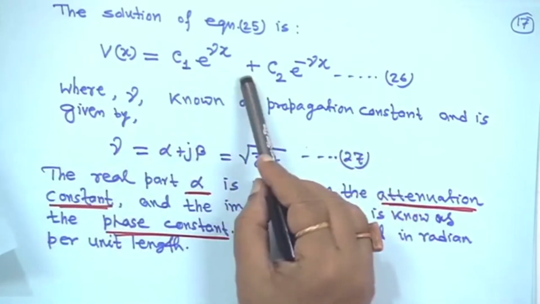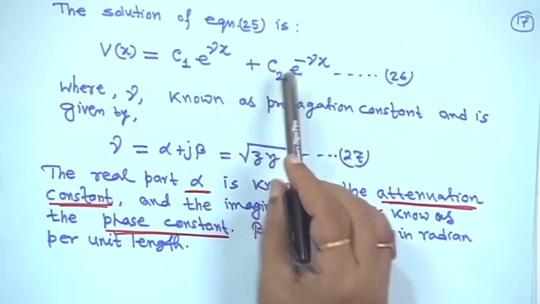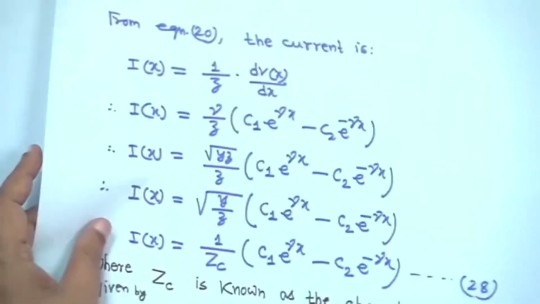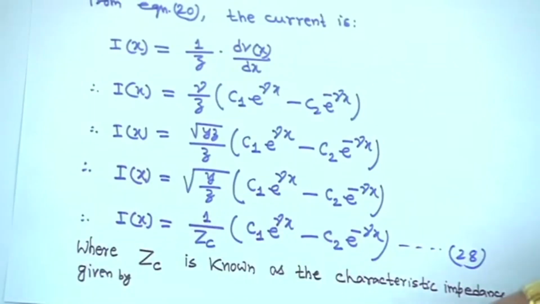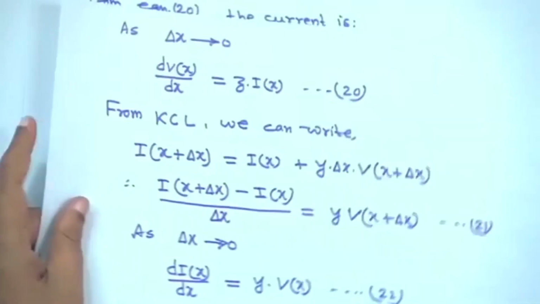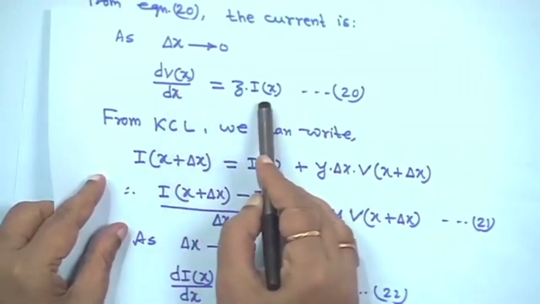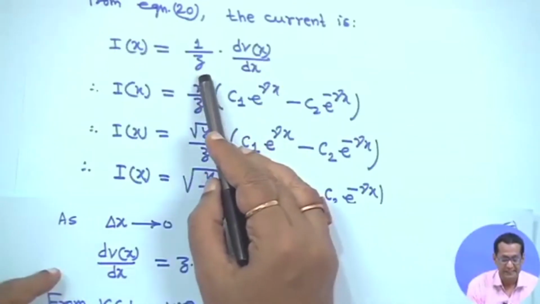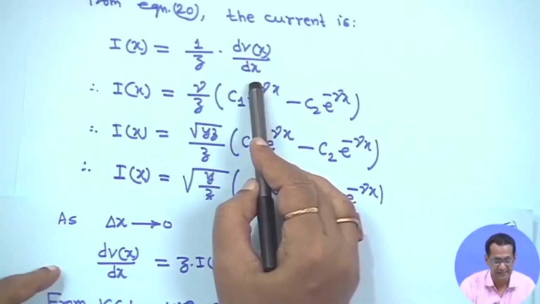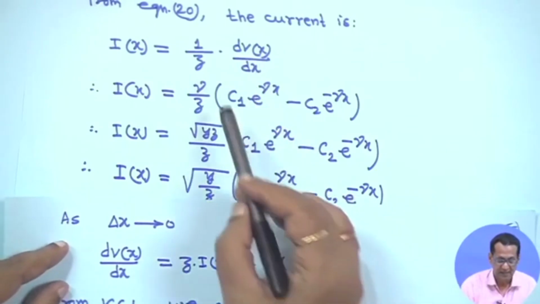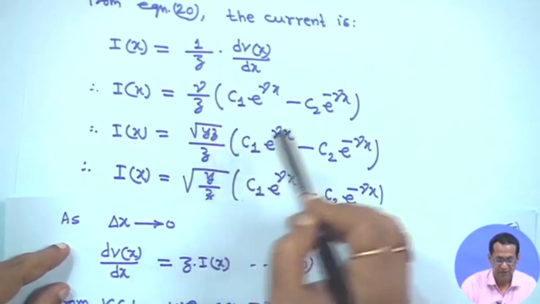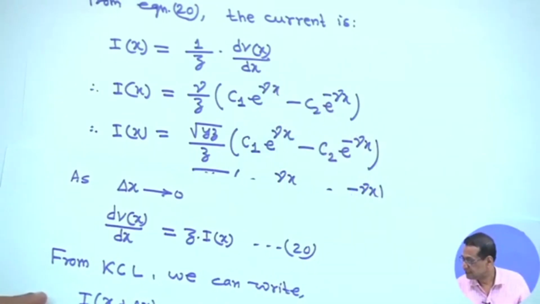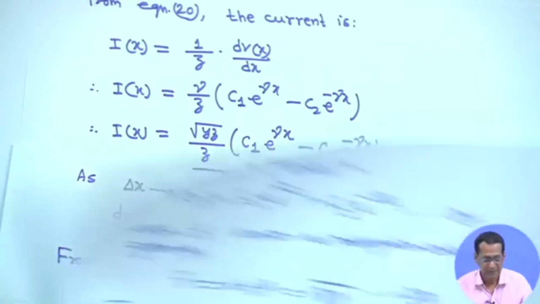Now we have to find out the constants C1 and C2. From equation 20, that means from this equation, dVx/dx = z·Ix. From this equation we can write Ix = (1/z)·dVx/dx. Therefore, the expression for Vx we have got, this one.